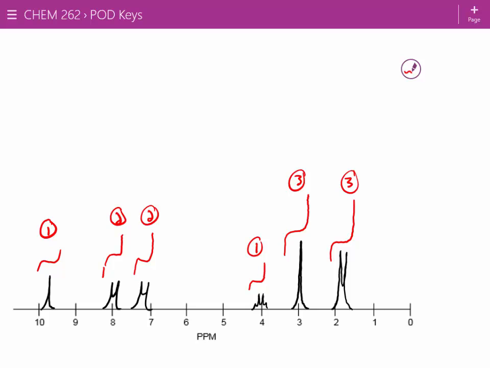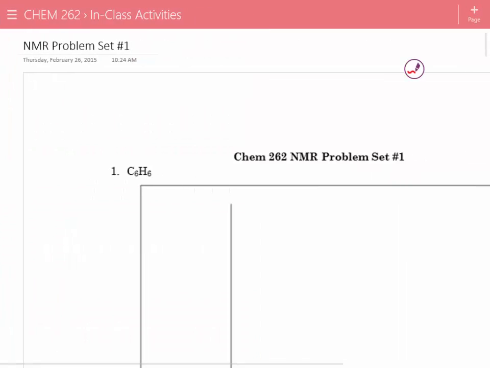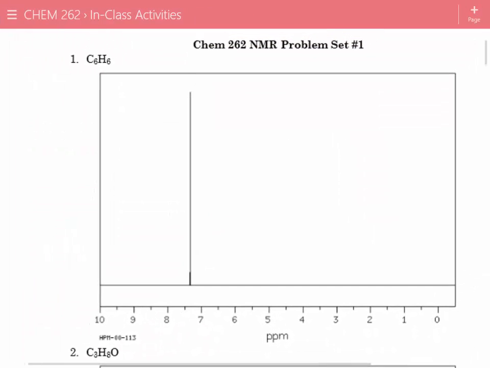This time we're going to flip it, though. If you open up the in-class activity with the problem set, I've given you the spectrum and the molecular formula, and I'm asking us to figure out the structure. So the same rules apply, we're just doing it in reverse and analyzing it the opposite way. There are some really useful tricks that I'll show you, so we'll work through this first one together.